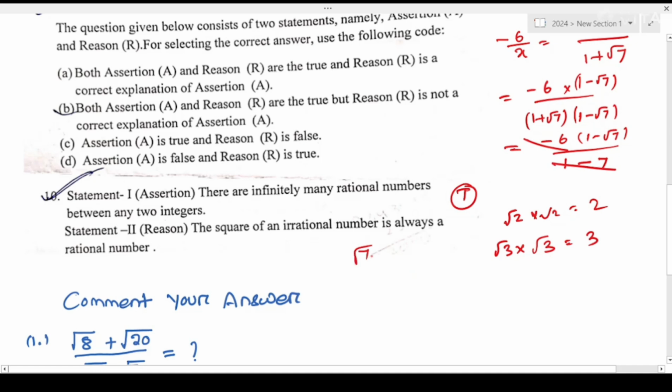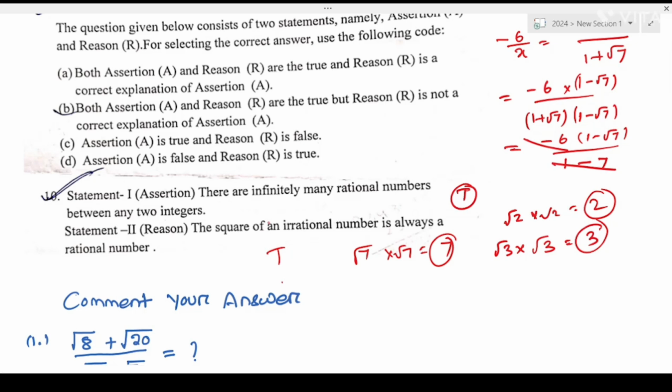Then root 3 into root 3, that is 3. Similarly, root 7 is an irrational number, root 7 into root 7, that is 7. So it is a rational number, so the answer is true. So A and R are true, but R is not the correct explanation, because the rational numbers between two integers are infinite, while this is about the square, so they are two different things. That's why both assertion and reason are true, but the reason is not the correct explanation of the assertion A.